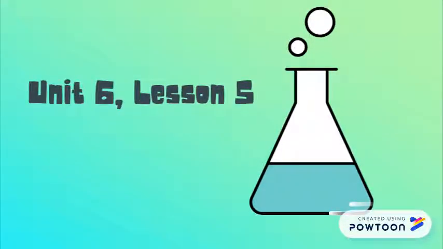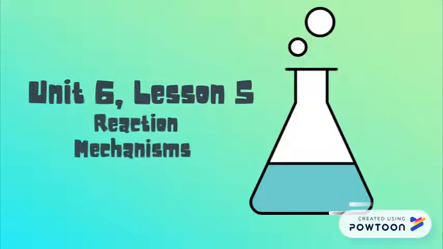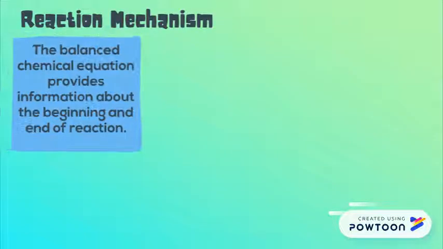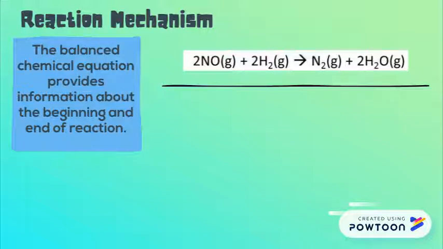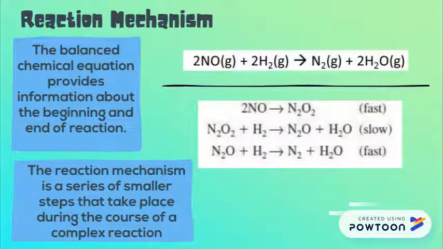For Unit 6, Lesson 5, we will be discussing reaction mechanisms. When we look at a balanced chemical equation, we are just getting the beginning and the ending of a reaction. But most reactions take place in many smaller steps. These smaller steps we call the reaction mechanism. They're a series of elementary steps that take place over a complex reaction.